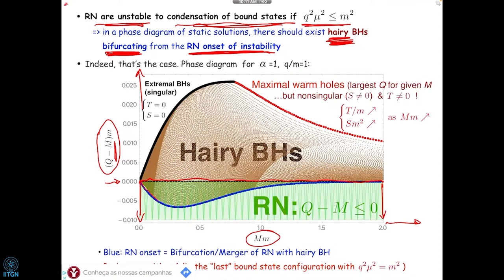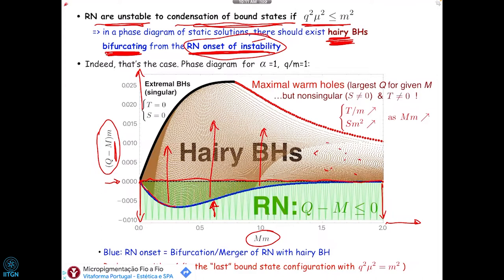Then here, I have this blue curve that describes the onset of the instability that we just found in the previous slide, okay? And then hairy black holes should exist above this onset, okay? And actually, we have solved numerically the Einstein-Maxwell-scalar equations to construct these solutions. So every single brown dot that you see here is a numerical solution that we constructed to confirm our expectation that these hairy black holes should exist.